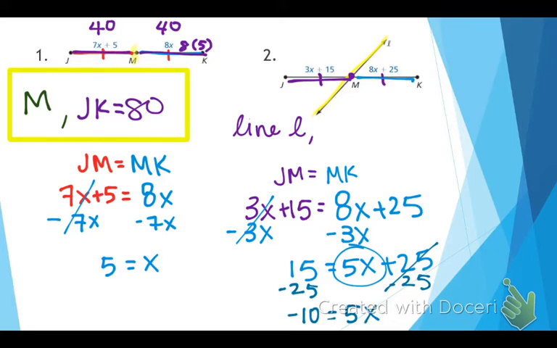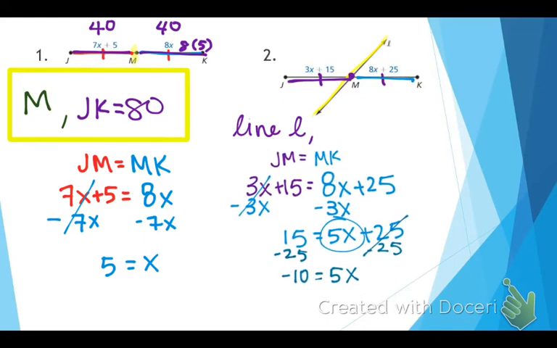So my last step, divide by 5. What is negative 10 divided by positive 5? Negative 2. Can your x be negative? Yes, it can. Can your length be negative? No. So again, this question doesn't necessarily say it, but we're going to find the length of JM.